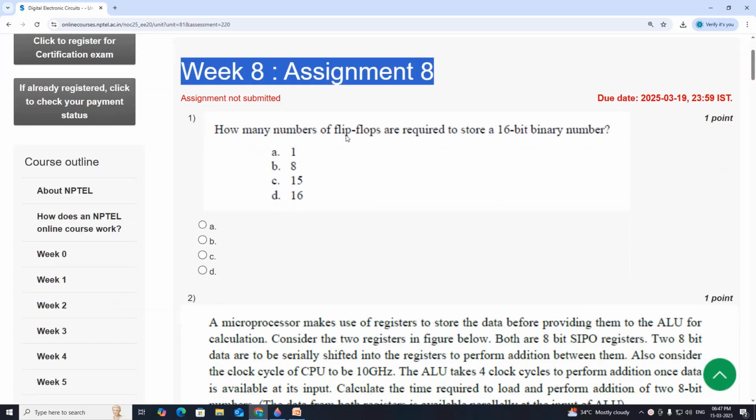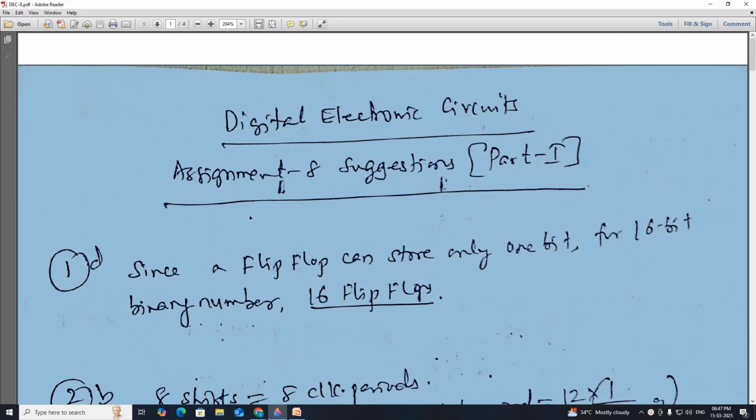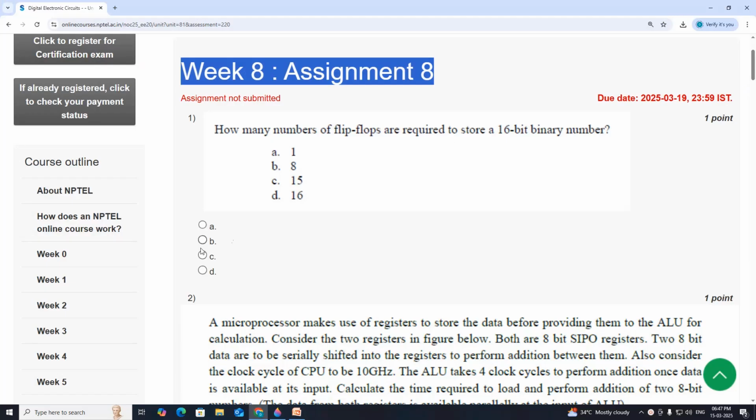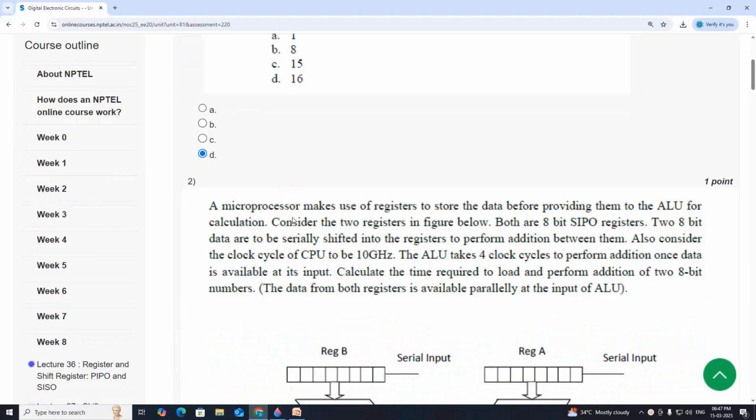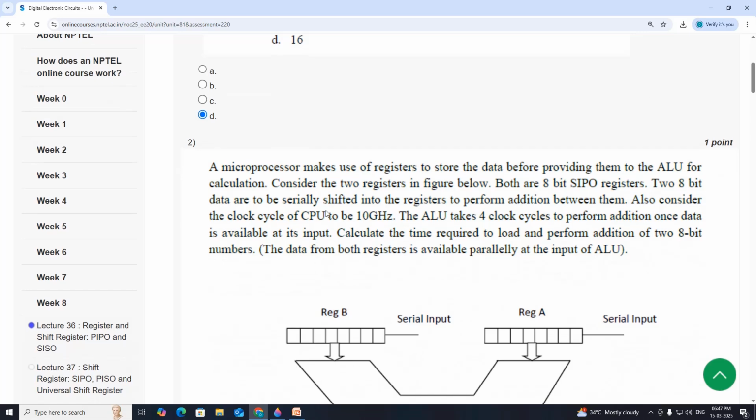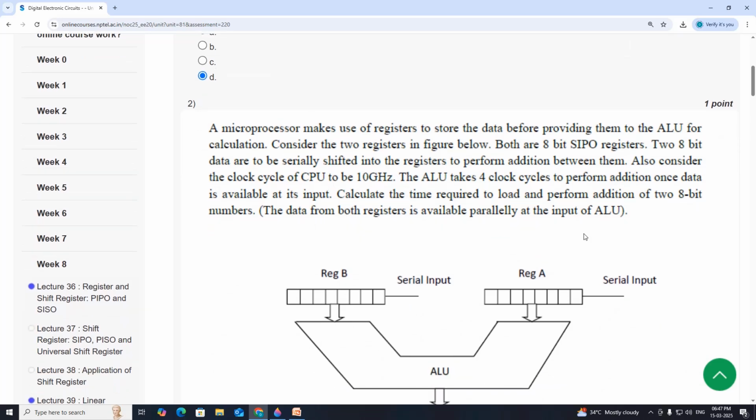First question, how many flip-flops are required to store a 16-bit binary number? A flip-flop can store only 1 bit, therefore for 16 bits we require 16 flip-flops. Option D, 16.